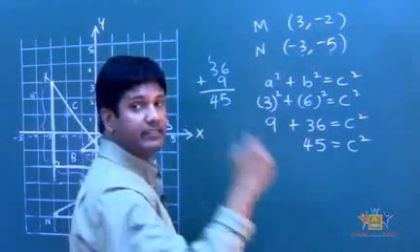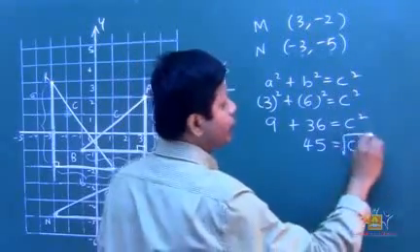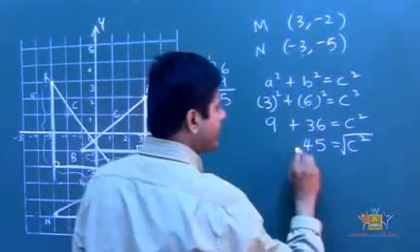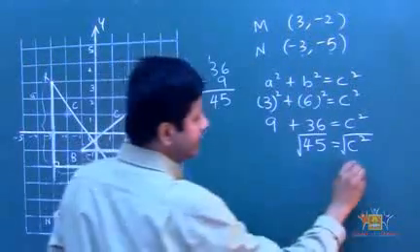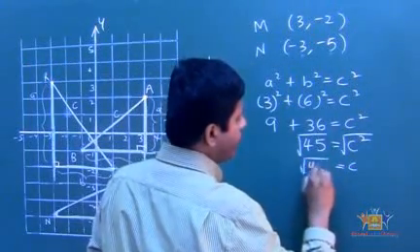In order to find C out of the C squared, what do I have to do? I have to square root. If I square root this side, I have to square root this side. I have to do it evenly. That means C equals the square root of 45.